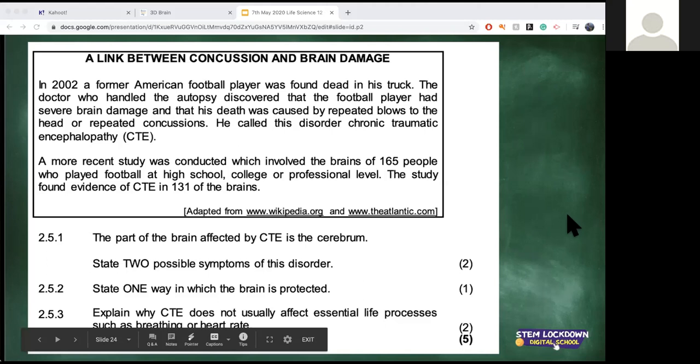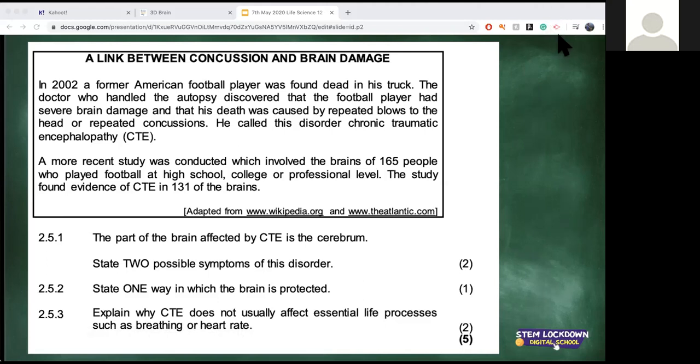Memory loss? Definitely. People who had repeated concussions have memory loss. I have a teacher who works with me, and his son is only in grade 8, and he has had several concussions already from rugby. And I don't think it's healthy for the brain. So definitely memory loss. What else do you think will be affected?